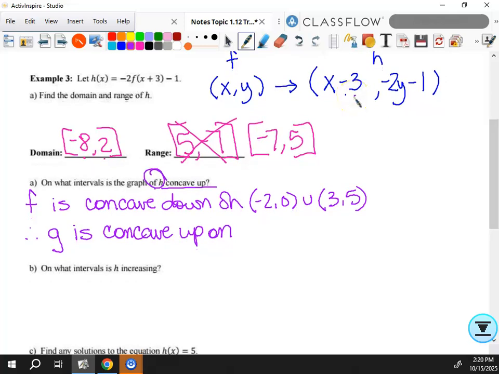Subtract 3. All we're doing is subtracting 3. So it's -5, -3, and 0, 2.